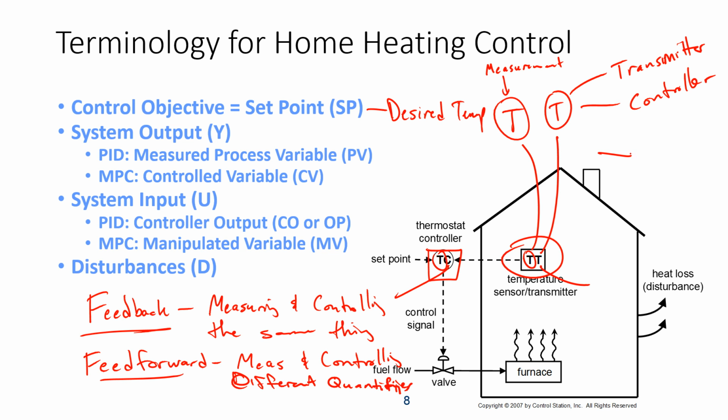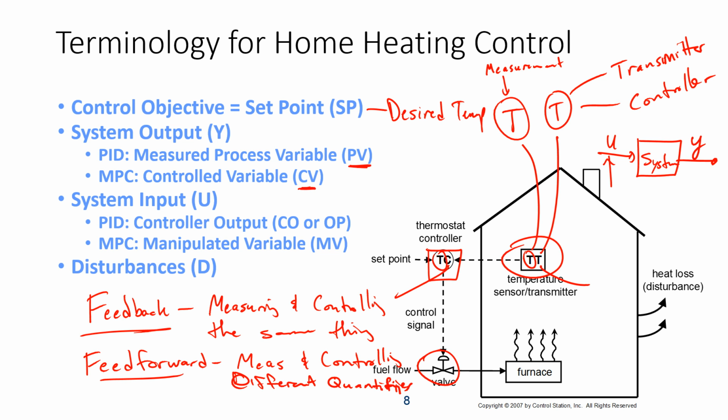When we talk about inputs and outputs, as we talked about before, we have our system. In this case, the system is the home, and our input is going to be, let's say, this fuel valve, a fuel flow down here. That's our U that goes into the system, and then the temperature is what we're trying to maintain. That's our output from our system. We also call that, in PID control, the process variable, or PV. And in model predictive control, which we'll be covering later on, that is called a CV, or controlled variable.